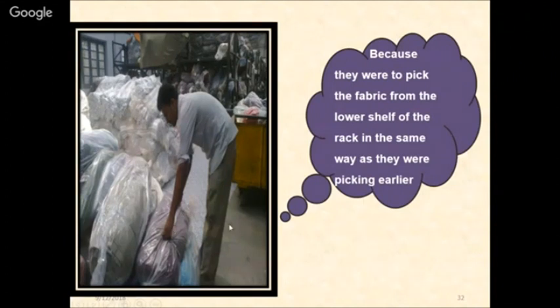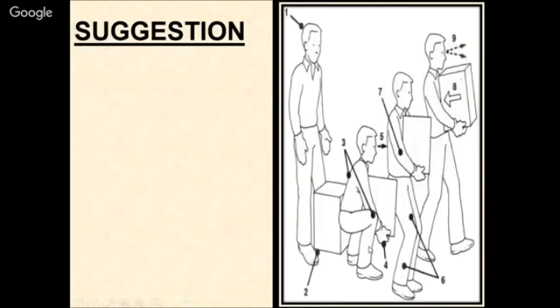Okay, now see, just when he's picking up, because they were to pick the fabric from the lower shelf of the rack in the same way as they were picking earlier. Okay, so this is how they were earlier picking up the material, and if we place it in the lowest rack, the same will be the posture where you are bending your back too much.